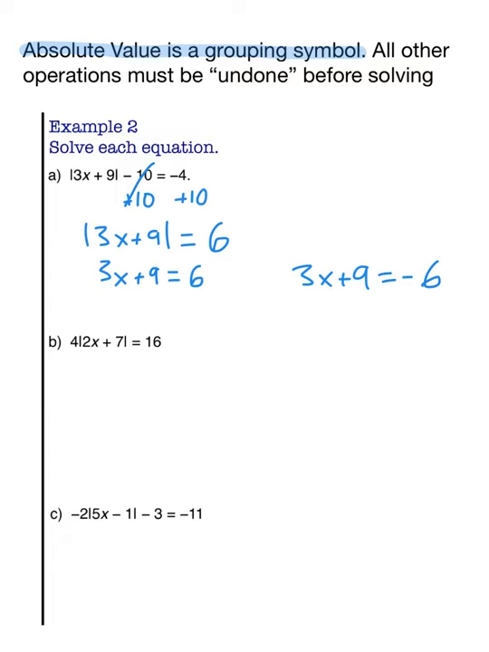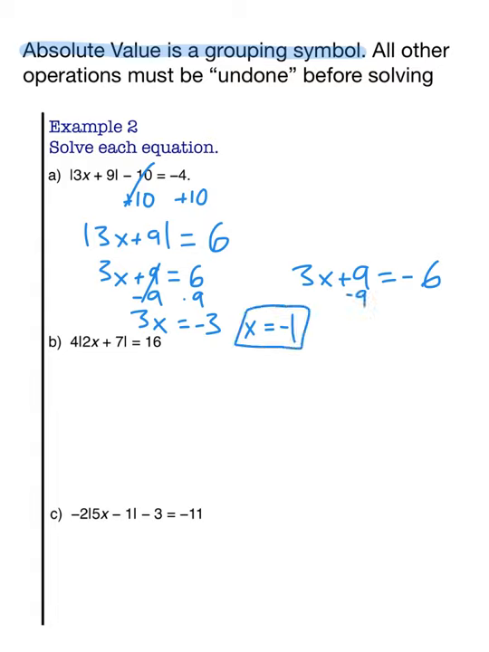All right, now I'm going to solve for x. So subtract 9 from both sides. I have 3x equals negative 3. And divide both sides by 3. I get x equals negative 1.